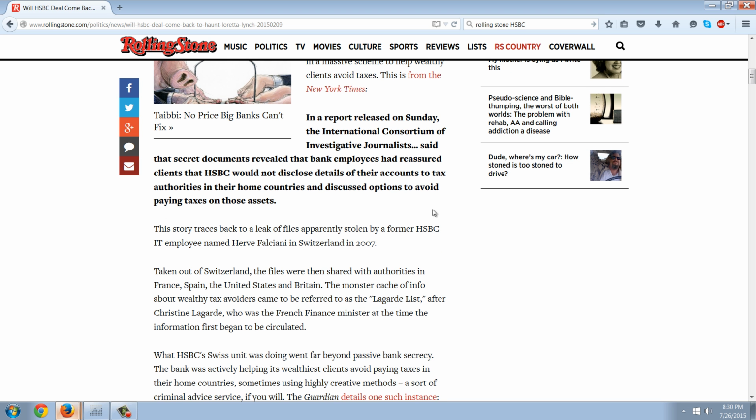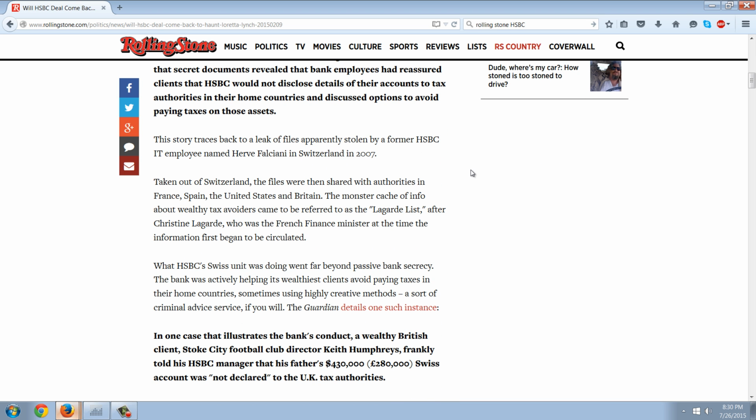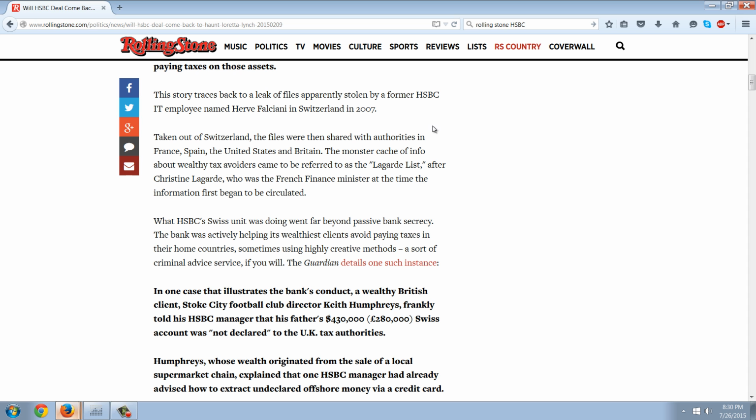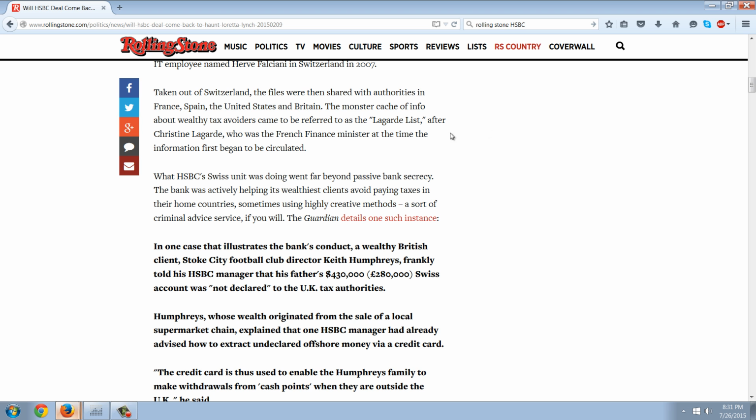This is from the New York Times. This story traces back to leak of files apparently stolen by a former HSBC IT employee named Hervé Falciani in Switzerland in 2007. Taken out of Switzerland, the files were then shared with authorities in France, Spain, the United States, and Britain.